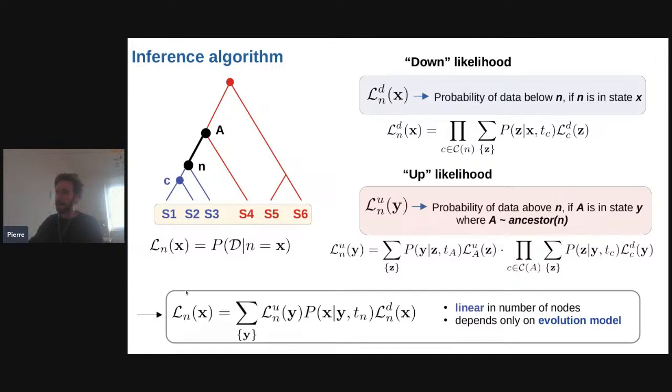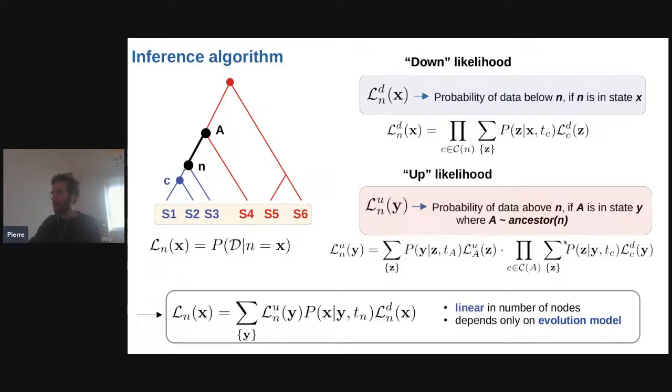And what's important is you can essentially just combine these two likelihoods by doing one last sum, which depends on the branch length above n. So this combines the information from the blue and the red leaves. And so this up likelihood you can also compute in time that is linear in number of nodes. And so you have finally a likelihood that is linear in number of nodes and depends only on the data, the tree, and the evolutionary model that you use.